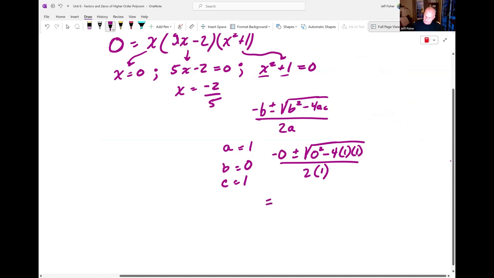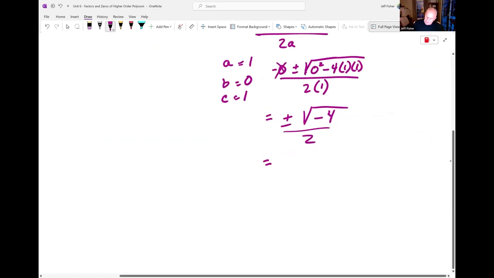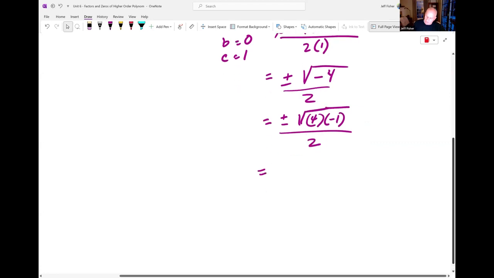So what does this equal? It equals plus or minus, because the 0 goes away, right? Plus or minus the square root of negative 4 divided by 2. Well, what's that equal? Let's rewrite this negative 4 as 4 times negative 1, divided by 2. Well, when we do that, what do we get?